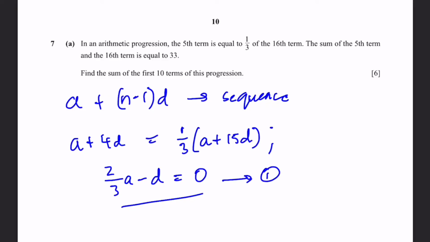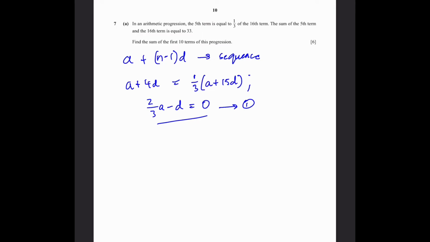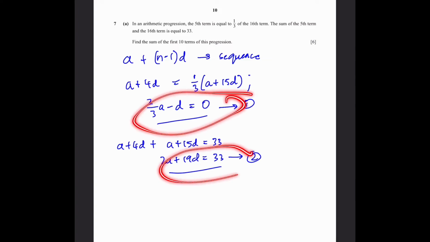Well, we'll have one more equation using this. The sum of the fifth and 16th term is equal to 33. So a plus 4d plus the 16th term here, a plus 15d, is equal to 33. And that means 2a plus 19d is equal to 33. That's equation 2. Now we have two separate equations.